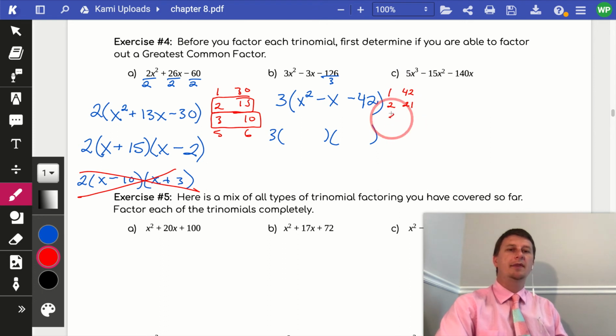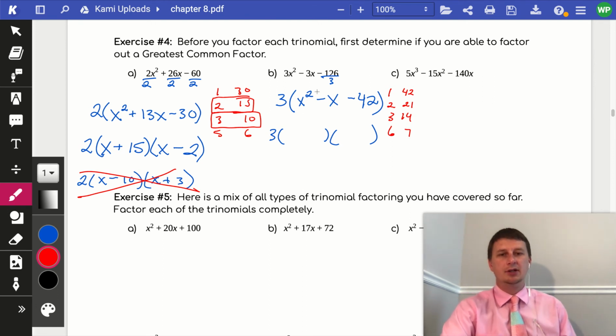We've got 3, and what 3 times what is 42? 3 times 14 is 42. We've got 6 and 7. Now, of these four combinations, which combination can combine to a -1? And you guessed it, it's 6 and 7.